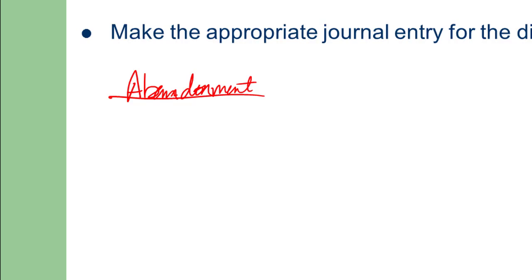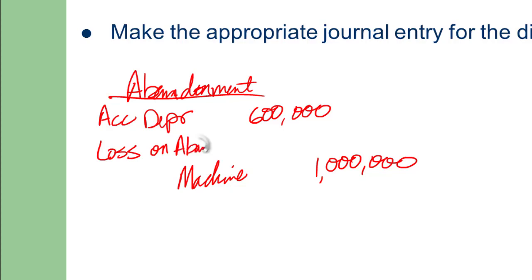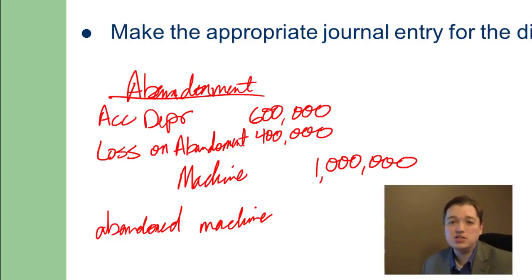And in this case, I'm getting nothing. So I'm going to get rid of the machine. That's my credit. I'm going to get rid of accumulated depreciation, which we already calculated, so we won't do it again. And then obviously I have a loss because I need a debit to make it balance. Abandoned machine. And took the loss. And that happens. If I can't find a buyer, just need it out of the warehouse, or it's better to sell it for scrap metal or whatever than try to find a real buyer, then I may see these.